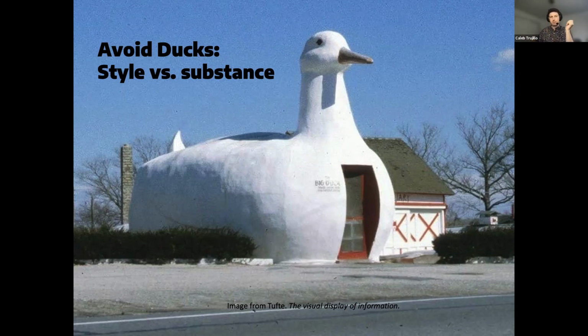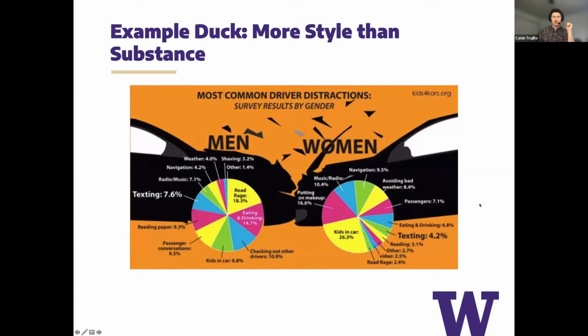So here's an example of one that I think you'll find agreeable as a mess. This is a graph from kidsforcars.org, with cars spelled with a K. And it says most common driver distractions, survey results by gender. And for whatever reason, they decided, first off, to use a pie chart when there are way more categories than you could possibly visualize. But they try to show this as wheels of a car in a car crash. And for whatever reason, the men represent one car, women represent another car.